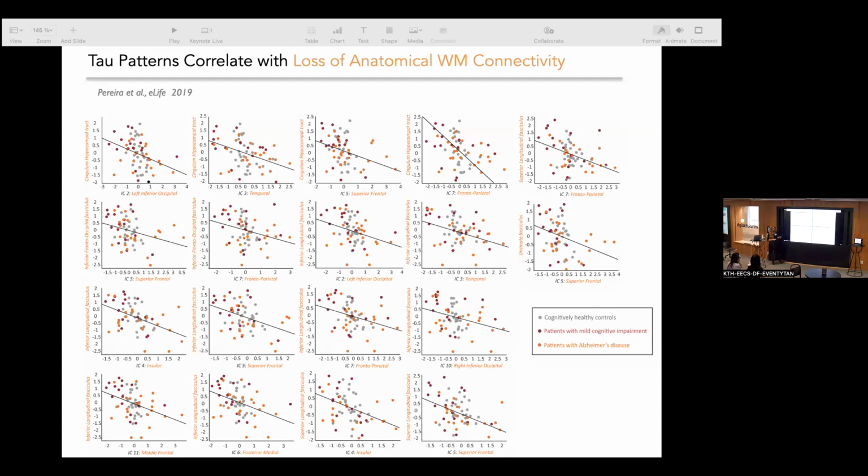Within the same study, we were lucky to have some diffusion-weighted data, which is important to extract the integrity, for example, of the white matter tracts that connect the areas of the brain. And here we observed that, in contrast to the previous results, only the tau patterns were associated with the loss of integrity in these anatomical connections across the different groups of subjects at risk for Alzheimer's disease. So this was quite an interesting finding.